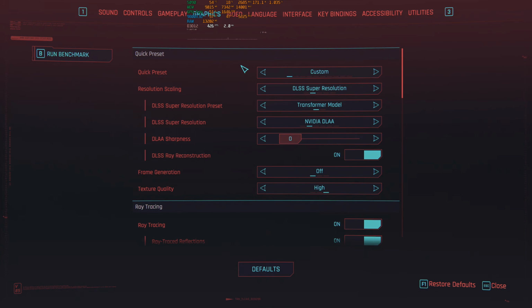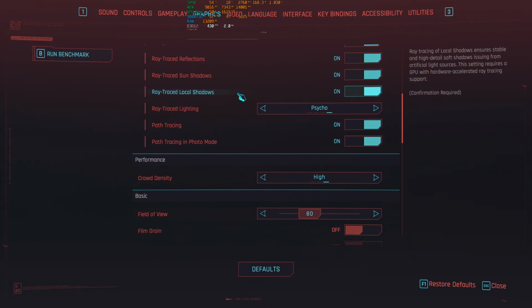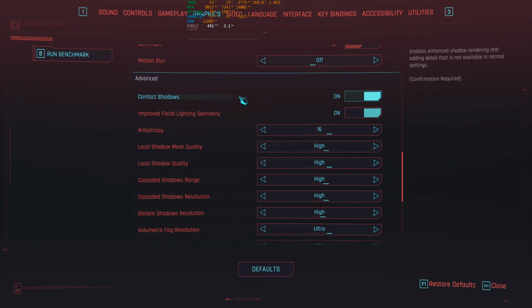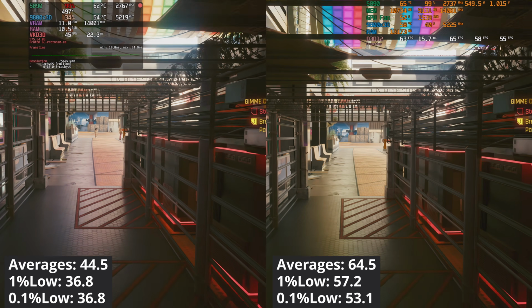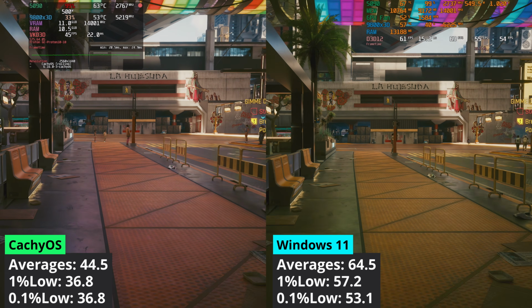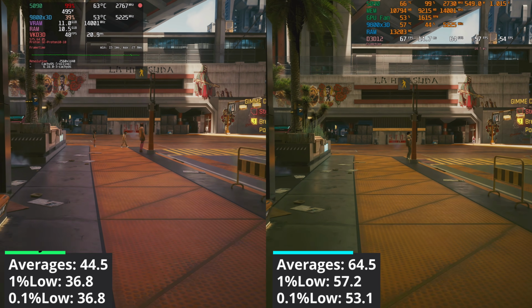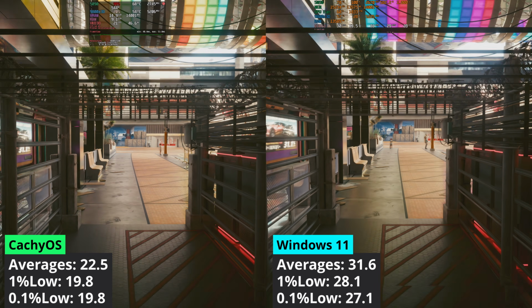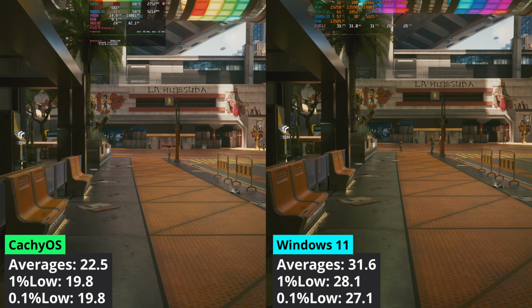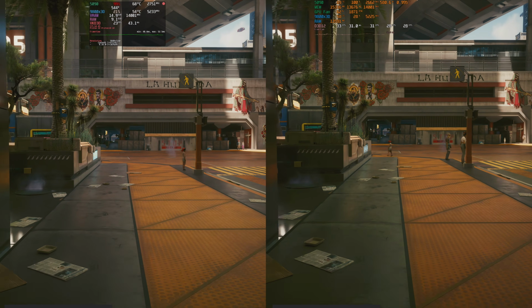In Cyberpunk 2077, the other game where I use path tracing, the gap between Windows 11 and CachyOS is big, amounting to around 45% at 1440p. At 4K the performance gap shrinks to around 40%, but it's still a big gap.